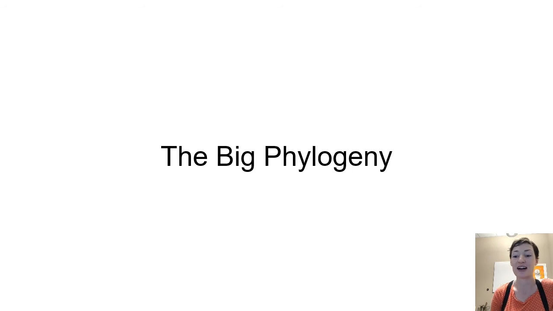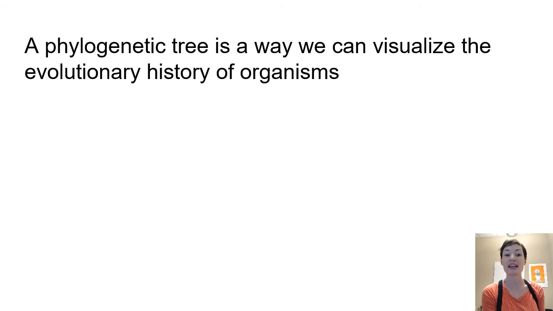Okay, so a phylogeny. That's a new term maybe for a lot of us. So throughout the rest of this course, we're going to be building a big phylogeny of all the organismal groups that we study and adding traits on that. So first we have to learn what a phylogeny is. So a phylogenetic tree is a way that we can visualize the evolutionary history of organisms.